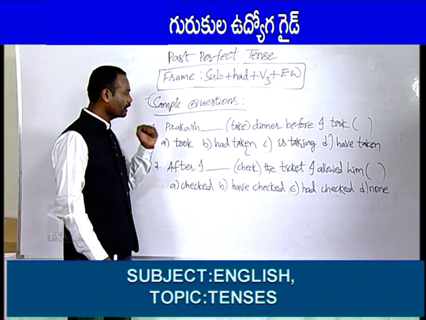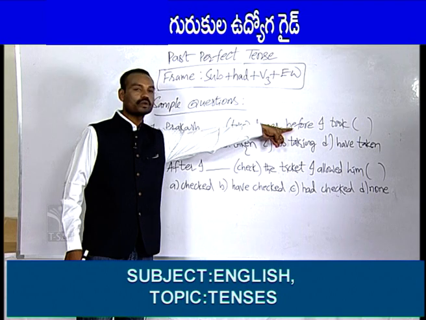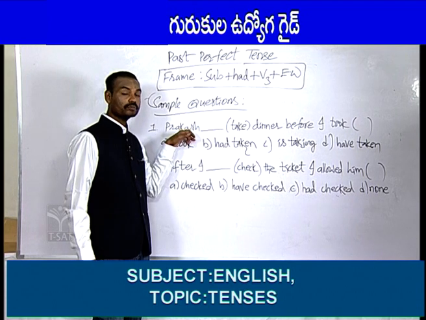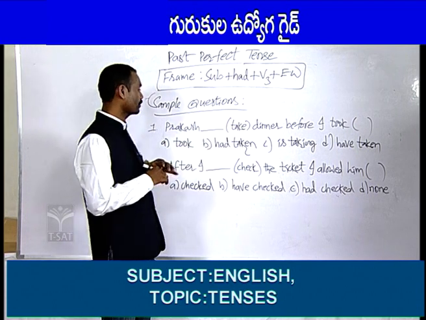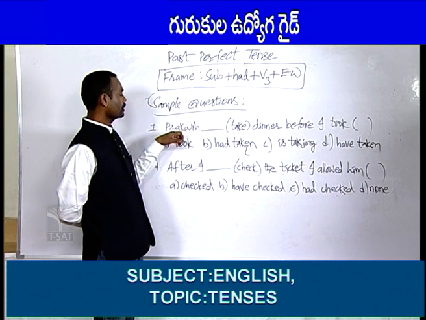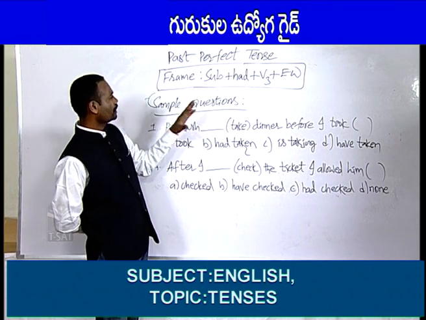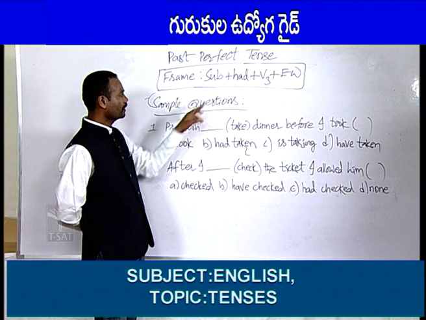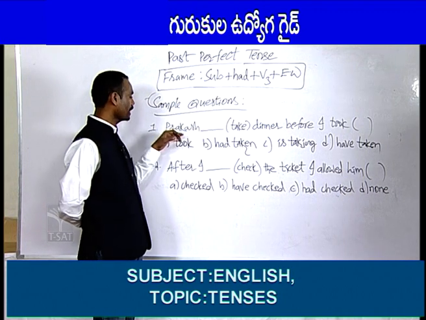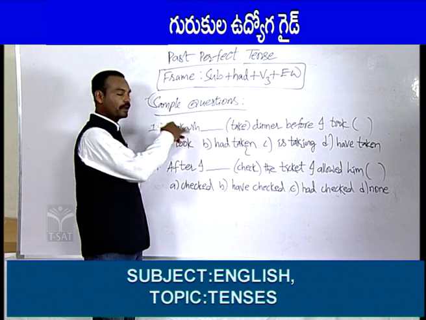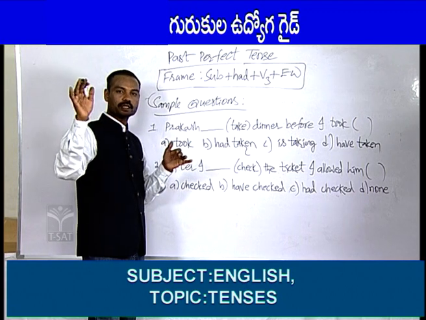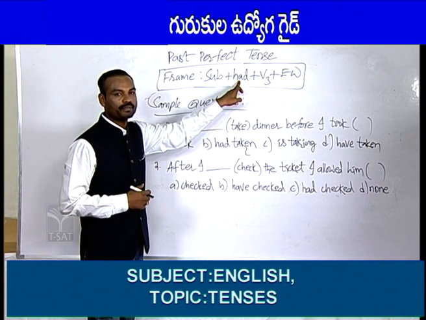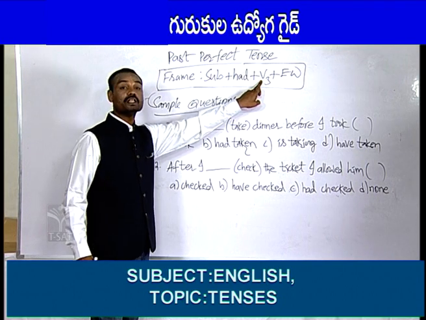In this sentence, can you find any keyword? Yes, before is a keyword. So we should use past perfect tense, since it has been given from past perfect tense. Now let's come to the subject. First subject, it is there. Next, after subject, had. Whatever the subject has been given here, whether it is singular or plural, I, you, they, he, it, or any subject, had should be used, because there is only one helping verb in past perfect tense. So had. Next, V3 should be there.